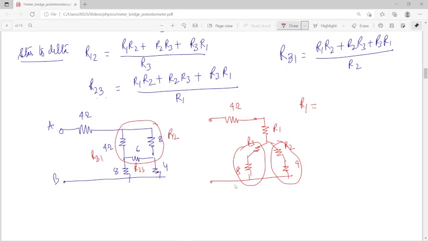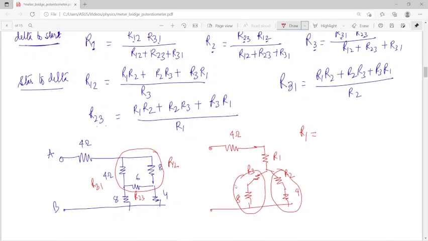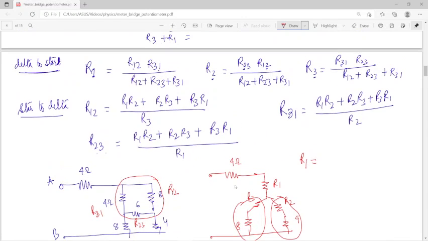So I just replace the values. If we calculate the value of R1, it is nothing but R12, which is 8, and R31 is 4, divided by 8 plus 6 plus 4, that means 32 over 18, which is nothing but 16 by 9.